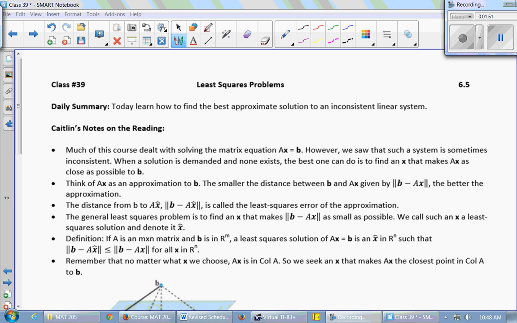Okay, so today we're going to learn how to find the best approximate solution to an inconsistent linear system. So much of this course dealt with solving a matrix equation Ax equals b. However, we saw that such a system is sometimes inconsistent, meaning it has no solutions. But when a solution is demanded and none exists, the best we can do is find an x that makes Ax as close as possible to b. Think of Ax as an approximation to b, and the smaller the distance between b and Ax, the better the approximation. The distance from b to Ax is called the least squares error of the approximation.